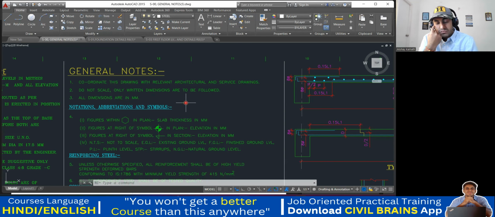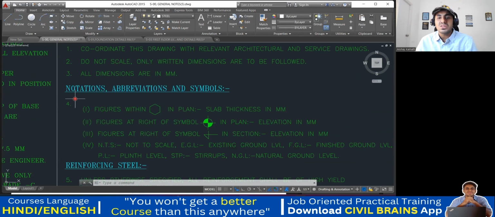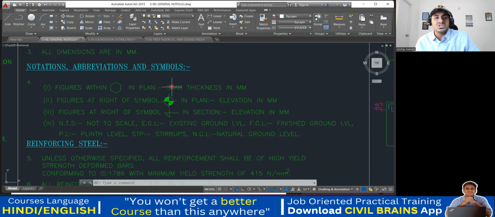So again, when you're working on a small 30 by 40, like that G+3 residential building, there they usually mention dimensions in terms of feet and inches. But when you work for big companies and on bigger projects, everything will be in terms of mm. Got it? Now, notations, abbreviations, and symbols. This you need to understand.